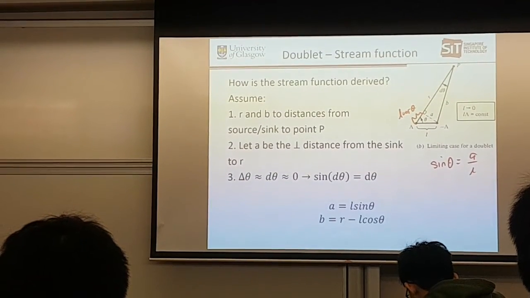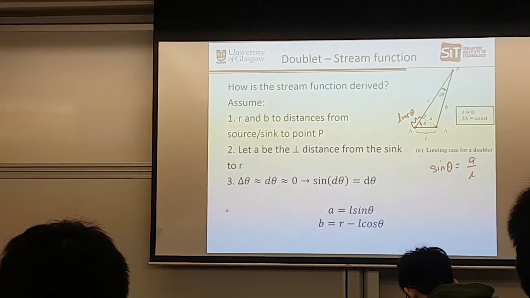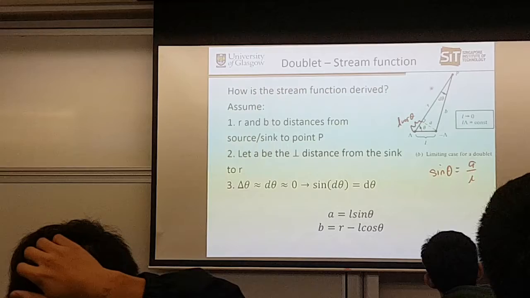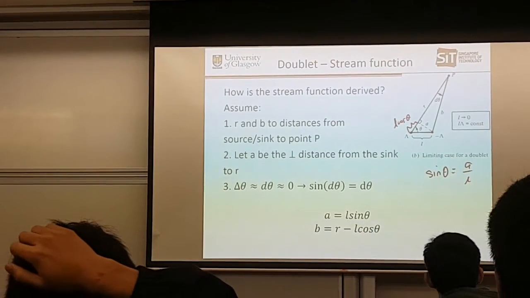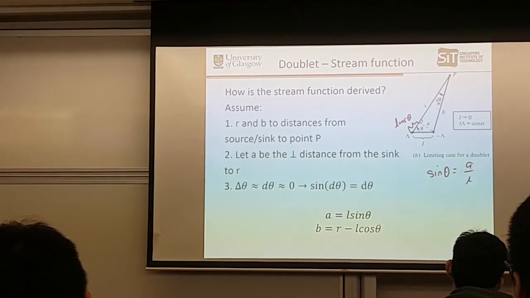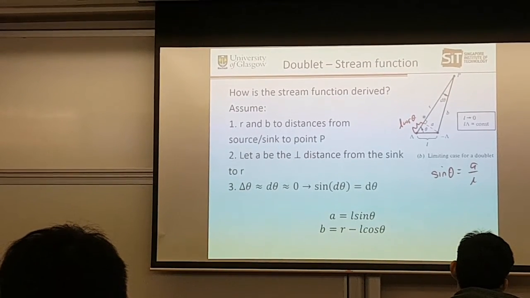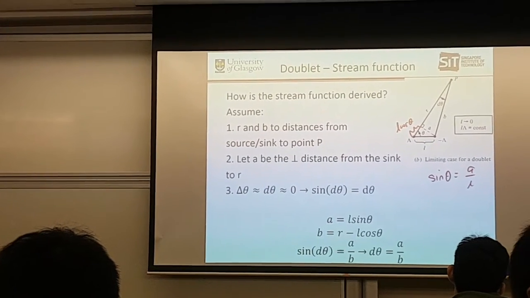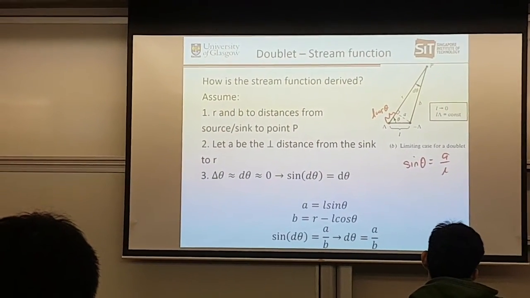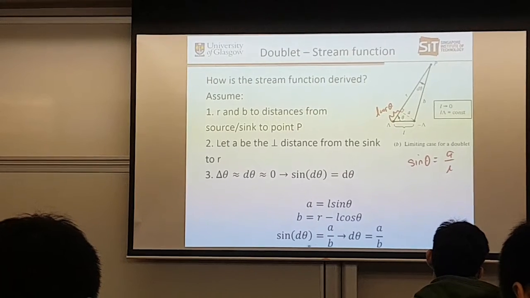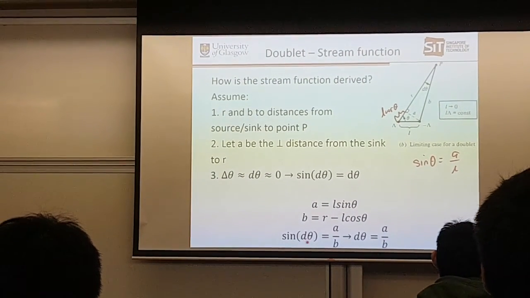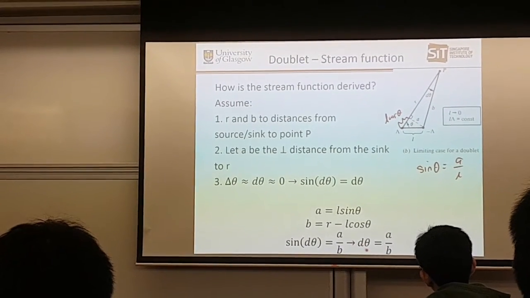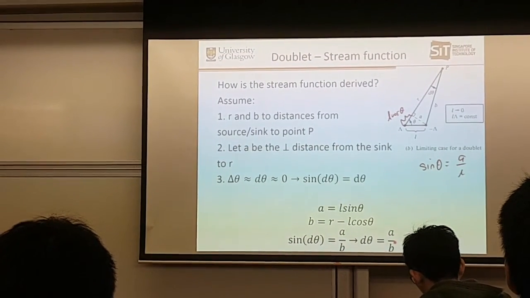Alright, the last thing that's important is this. How is d theta related to A and B? You look at this triangle here, I got an A, I got a B. Because this is a right angle triangle, my sine d theta will be equal to what? Opposite over hypotenuse, which is A over B. But because it's a small angle approximation, I don't need the sine anymore. So it's just d theta equals A over B here.